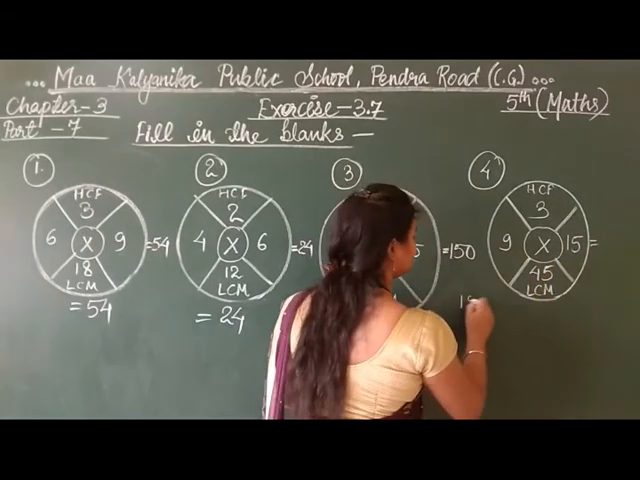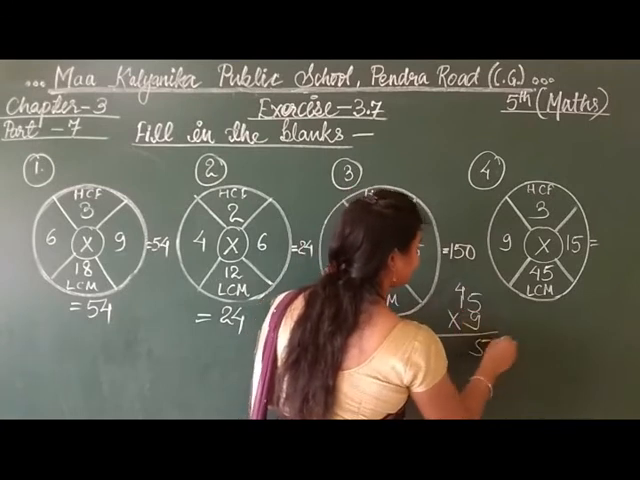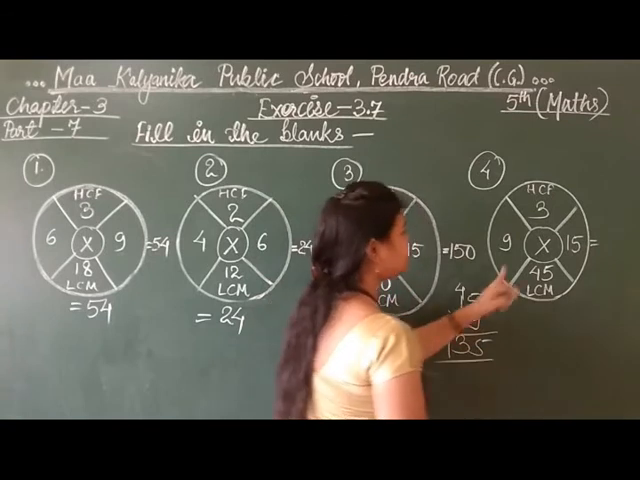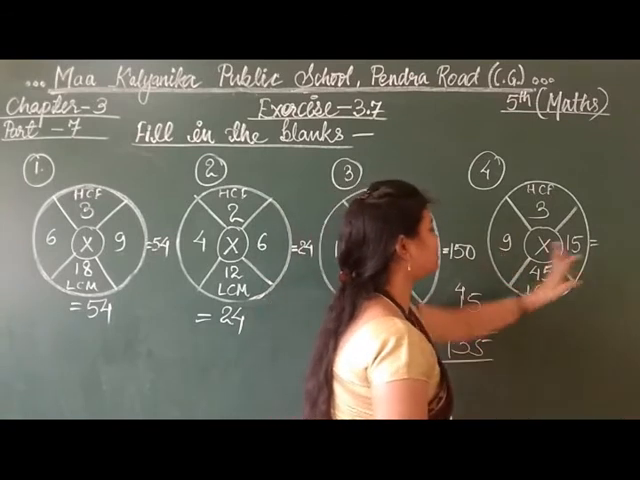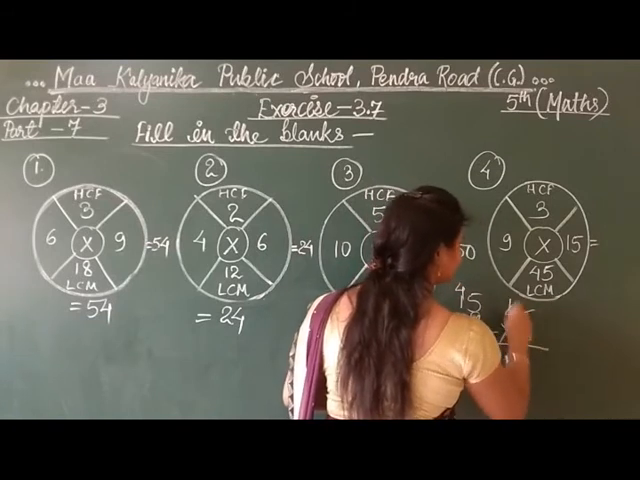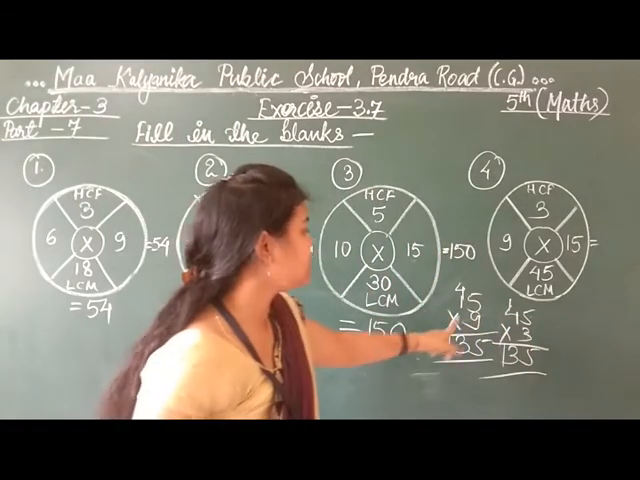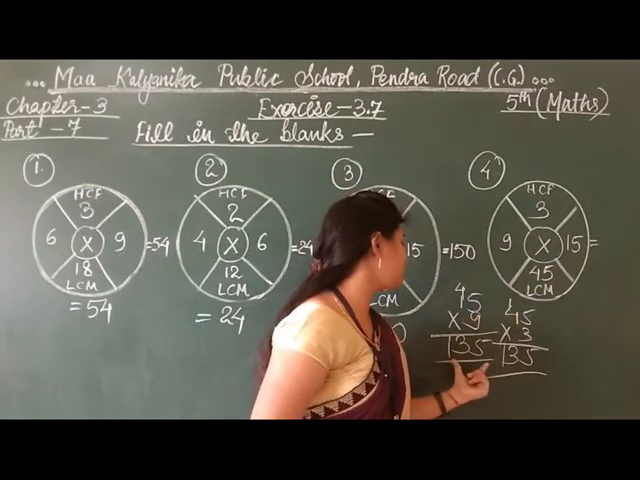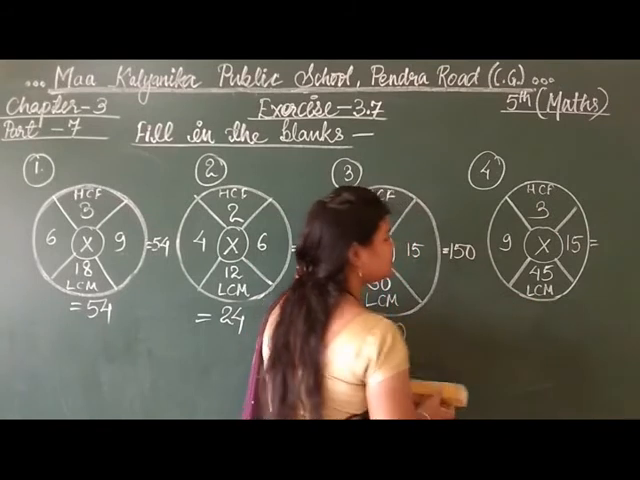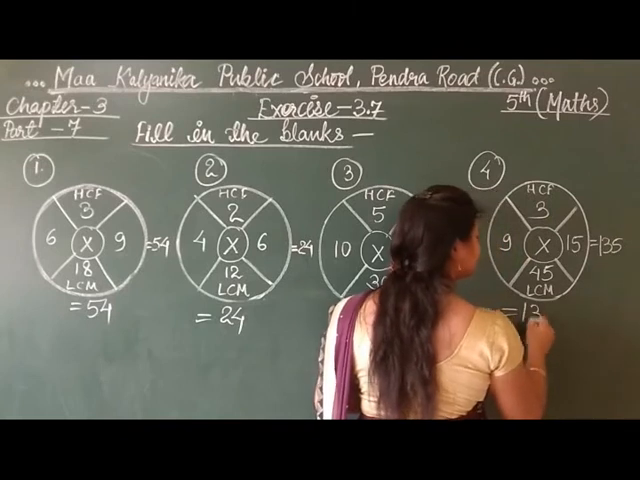Okay, so now multiply this. 15 nines are: you can multiply or directly read the table of 15. So 9 fives are 45. 9 ones are 9, 10, 11, 12, 13. So 135. And if we are multiplying 15 and 9, this we have done 45 into 3. Now 45 into 3. 3 fives are 15 and 3 fours are 12 plus 1, 13. So see, 15 into 9 is 135 and 45 into 3 is also 135. So we will write the answer here, 135, and here also 135.